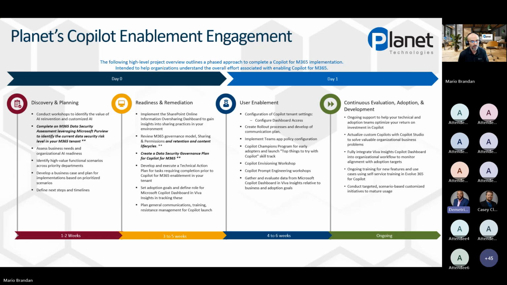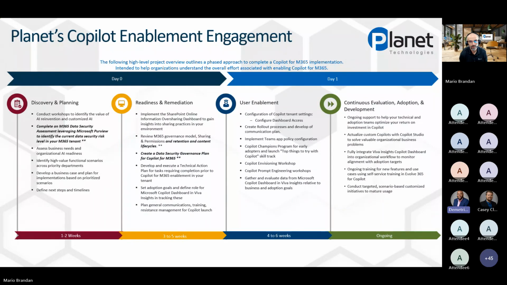We also help you focus on your organizational readiness for AI. So it's not just a technology aspect that we're focusing on in these early phases. We're focusing on both, helping you envision those functional scenarios where you can get immediate value, but also start that data security assessment as well.